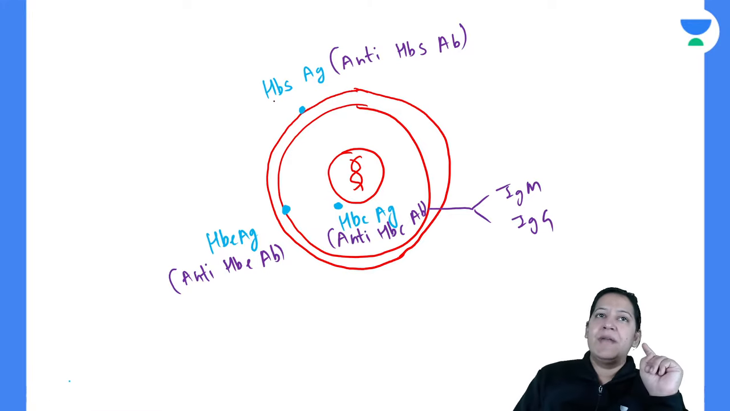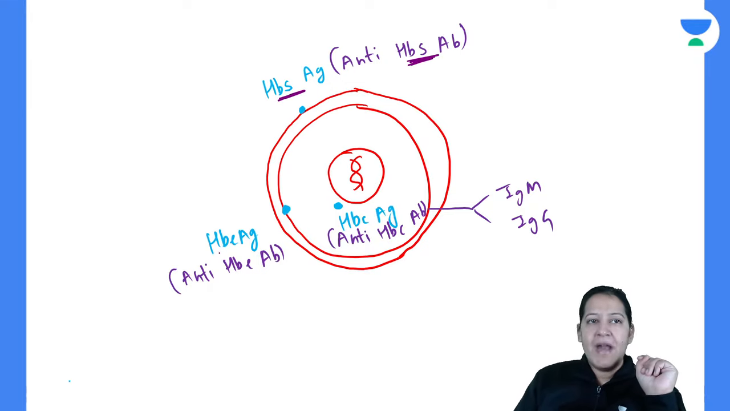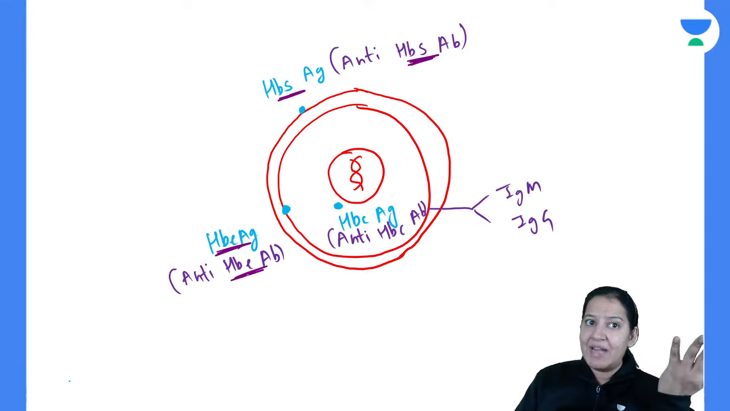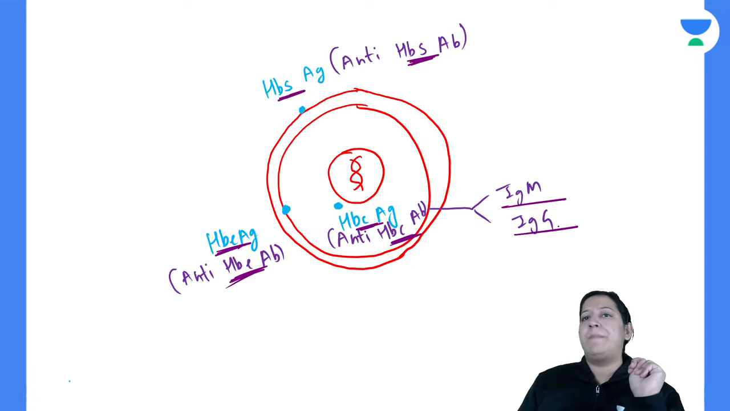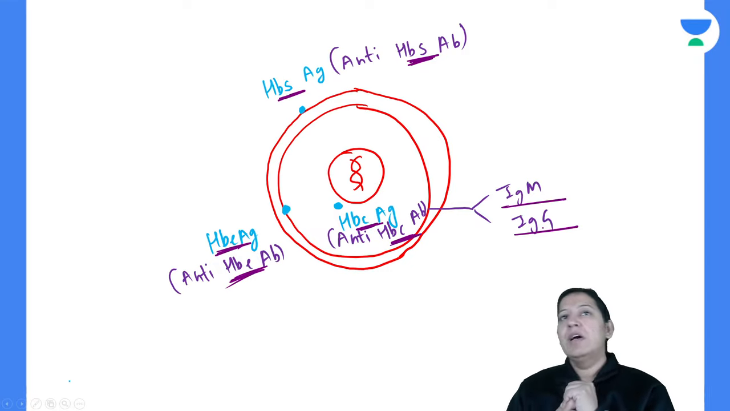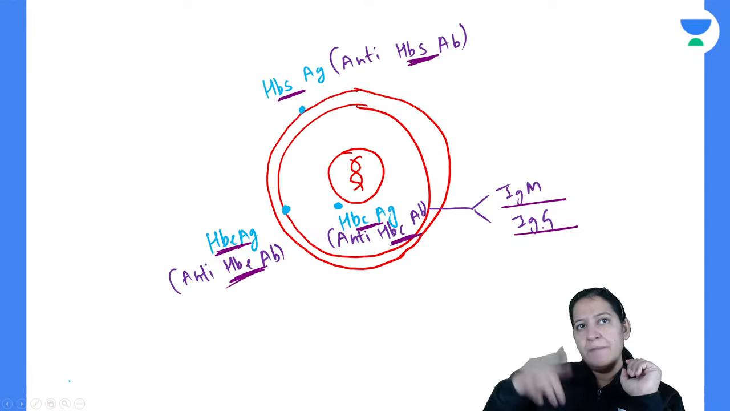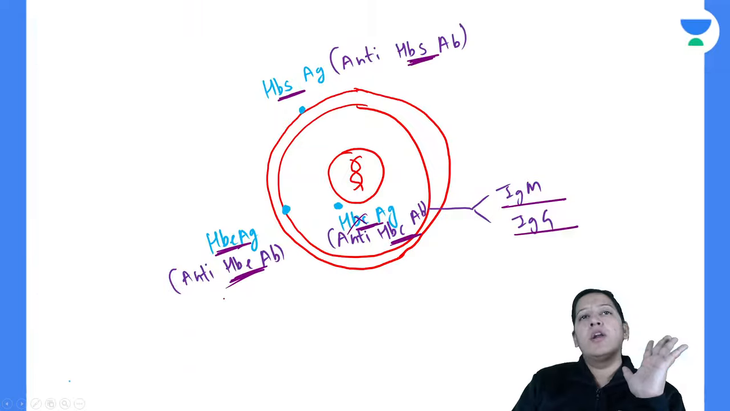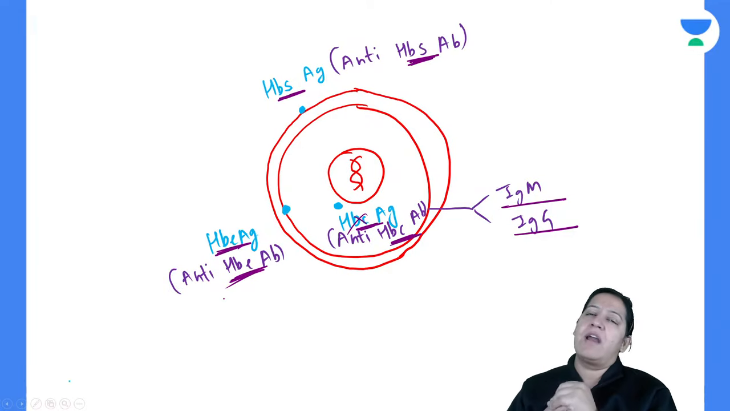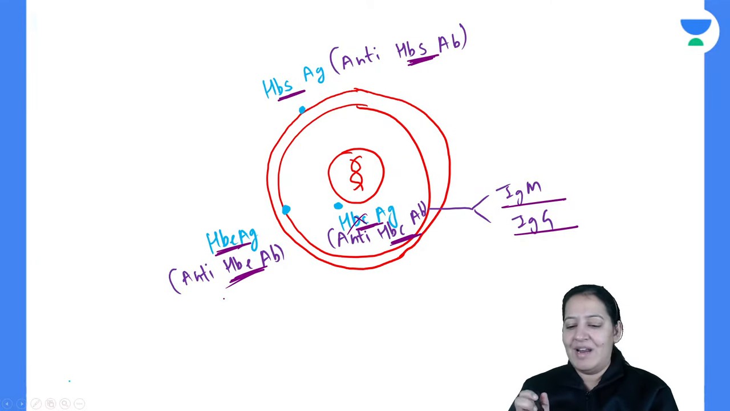You can see hepatitis S antigen has anti-hepatitis S antibody, hepatitis E antigen has anti-hepatitis E antibody, and hepatitis C antigen has anti-hepatitis C antibody, which are of two types, IgM and IgG. Please learn it. So total four antibodies with three antigens, but one will not come in the blood. So only two antigens will come in the blood. Now the next question: what is the sequence of their arrival in the blood?